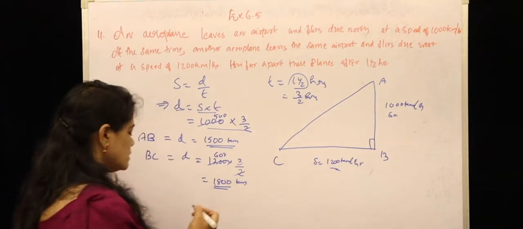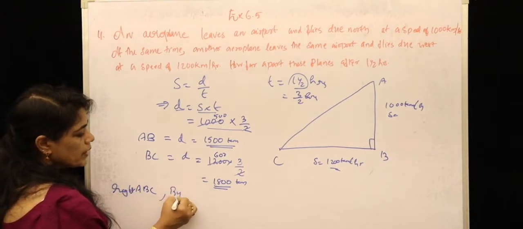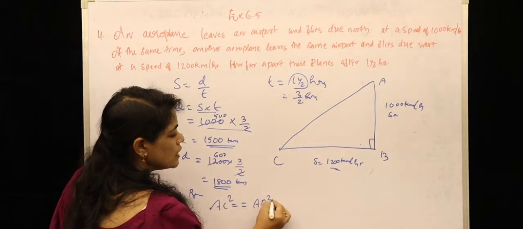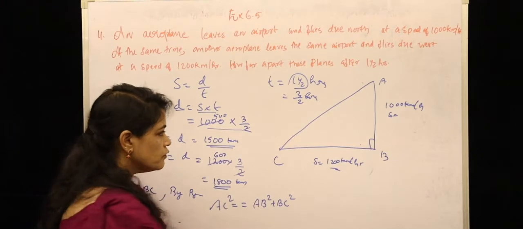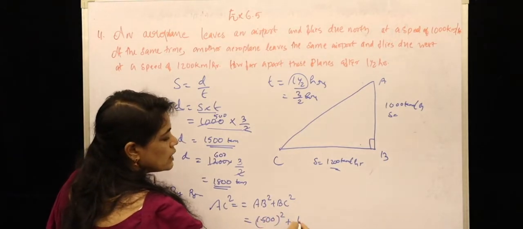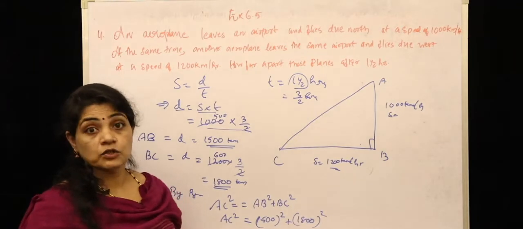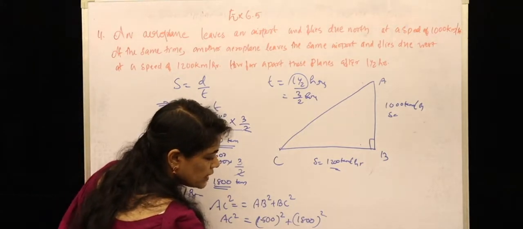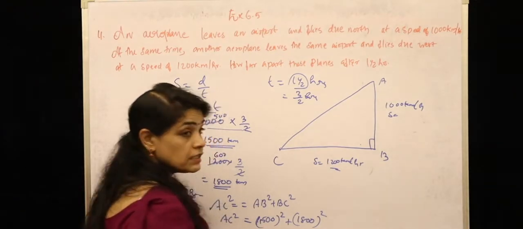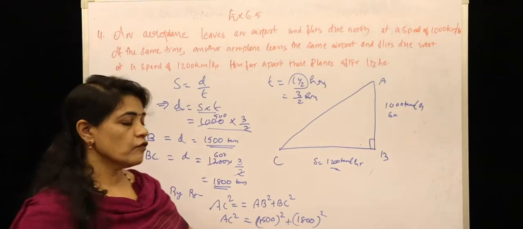We can apply Pythagoras theorem on this right triangle ABC. By Pythagoras theorem, AC square, the square of the hypotenuse, equals AB square plus BC square. Substituting, AB is 1500 square plus BC 1800 square. This is AC square. 15 into 15 is 225, and when you square 1500 you get 2 more zeros. In the second term, 18 into 18 is 324 with 4 zeros. This is the square of 1800.